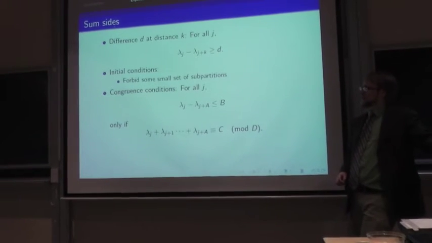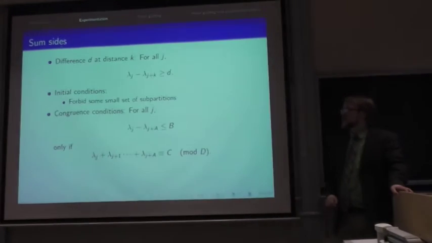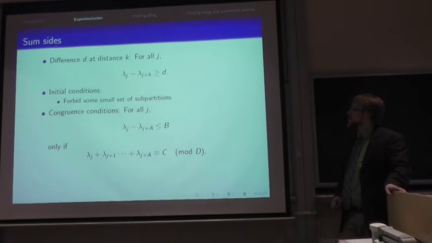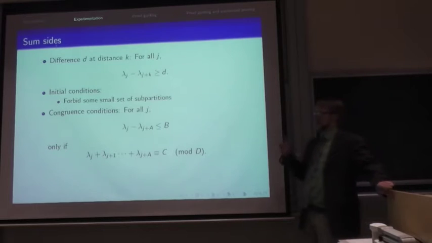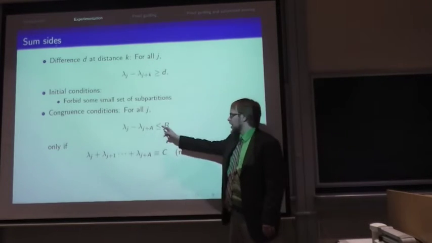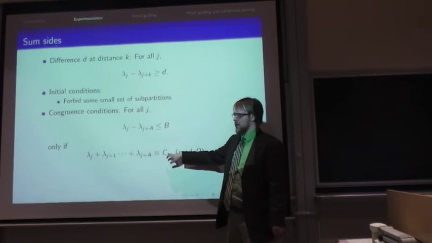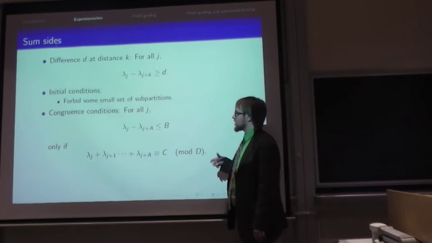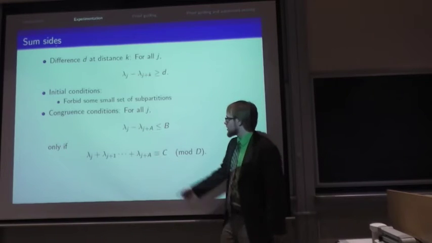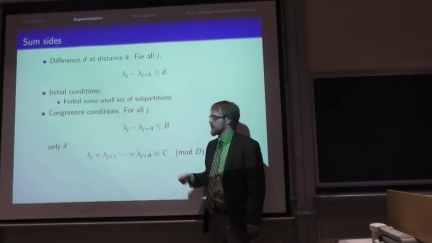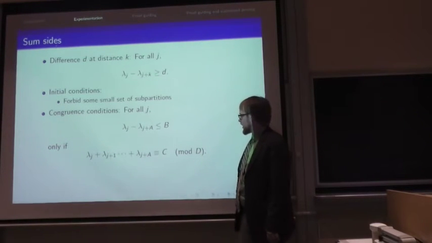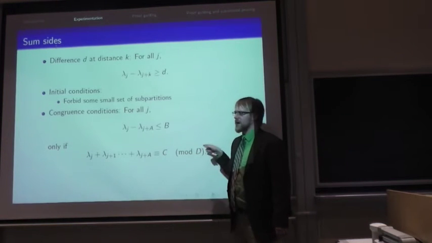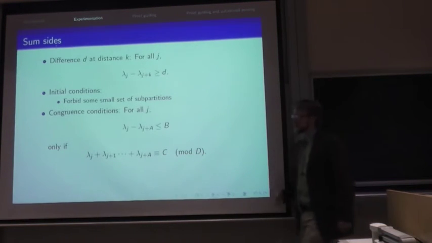So A, B, C, and D are enough to specify Capparelli? Right, yeah. And you even get the special case here, where A is 1 and C is 0. Those are the simplest cases that you can consider. Because obviously A has to be at least 1, just look at the adjacent parts, and then 0 mod whatever seems to be the simplest that you could come up with.